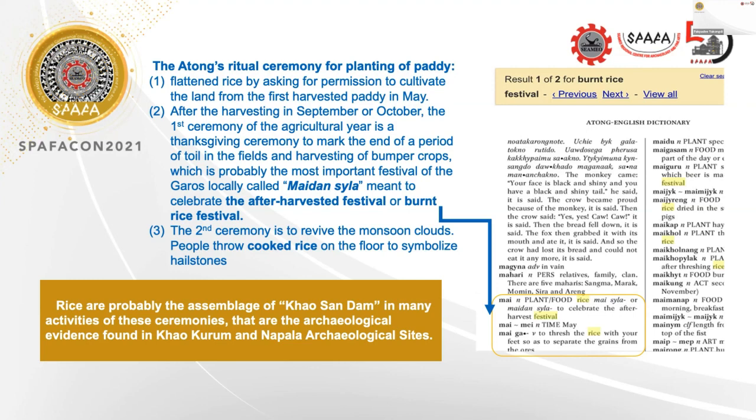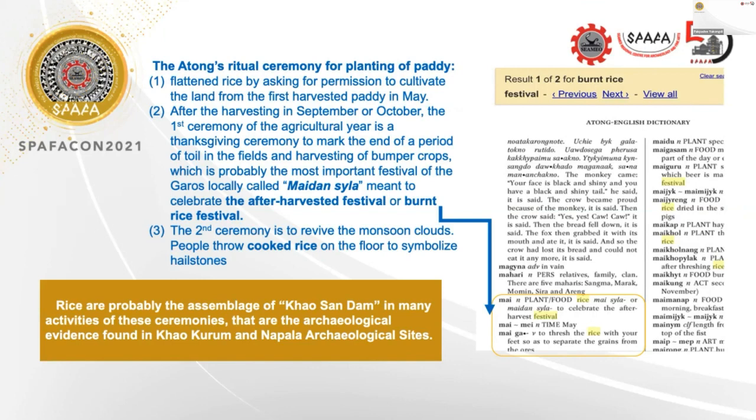Mai is some kind of word like Mai in Thai. So I went deeper into the Atong English dictionary. I found the word Mai or Maidan Sila means to celebrate the after-harvesting festival. And Mai has two meanings. One relates to threshing the rice with your feet so as to separate the grain from the oars, to separate. And the other, Mai, after-harvest festival. So it's almost clear that it means make it black. For me, Mai means like the word in Thai, burned.